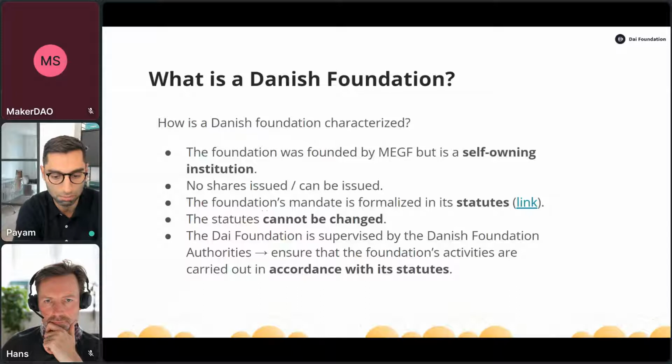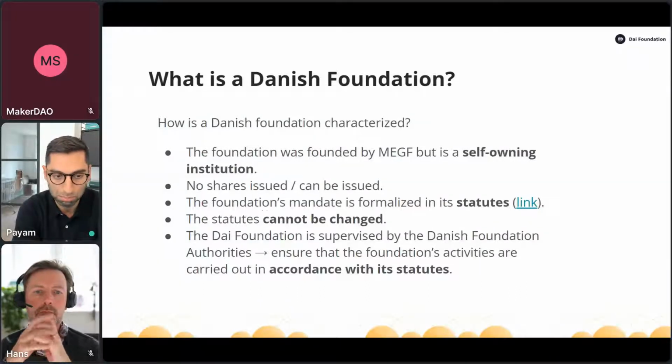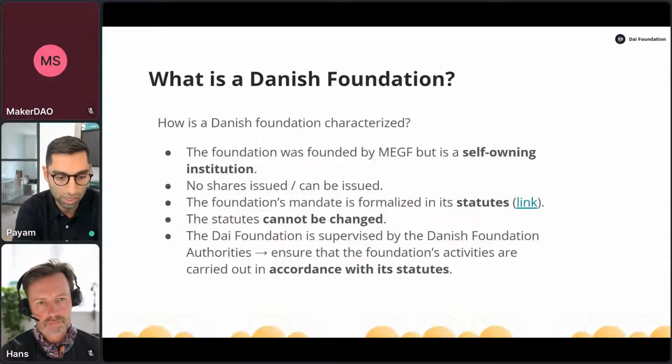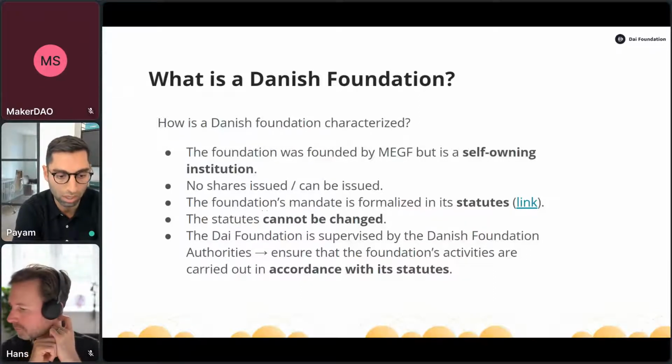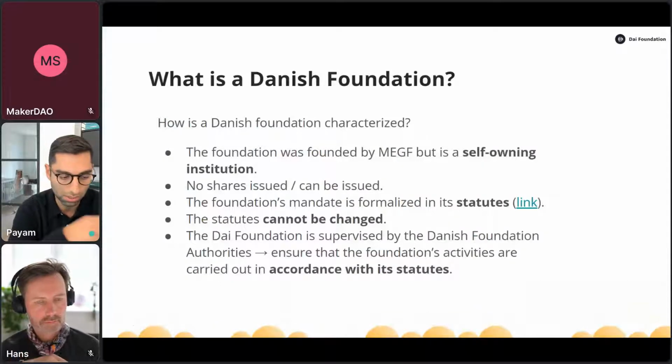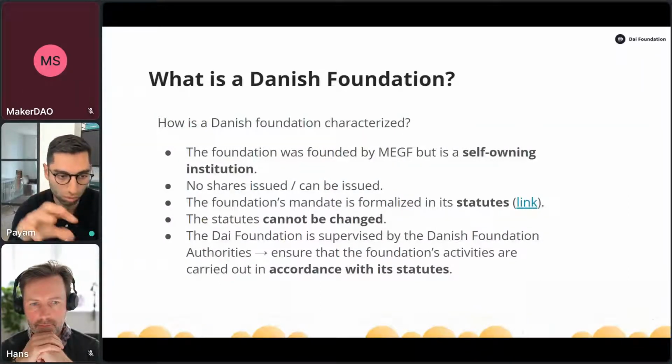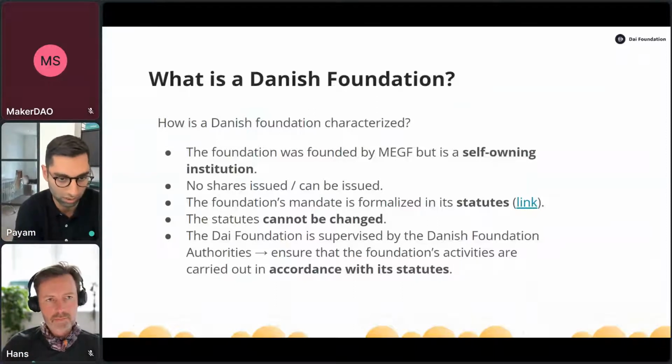Well, first of all, the primary trait of a foundation here in Denmark is that such a foundation is self-owned. We have no shareholders or other people or companies that have an ownership in the foundation. We have been founded by a legal entity, the Maker Foundation back then, which set the statutes. But besides that, there's nobody really to control us. We are controlled by the statutes today.